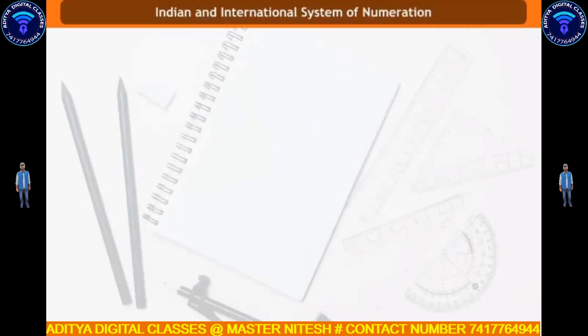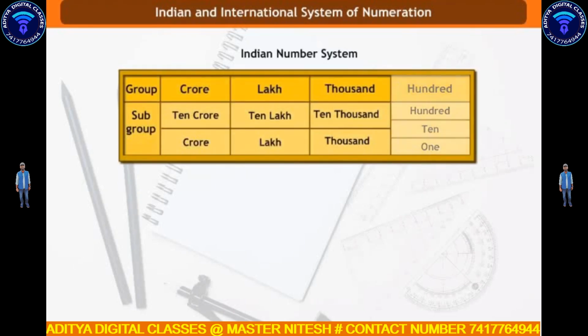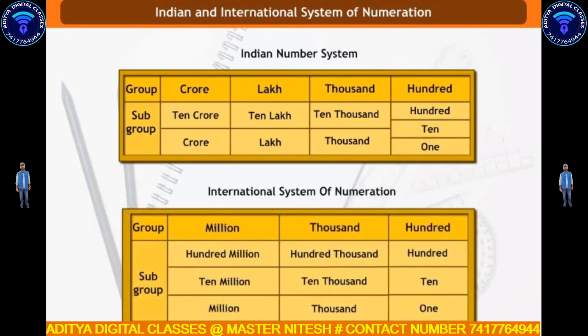Indian and International System of Numeration. The Indian number system is divided into groups 100, 1000, lakh and crore. The groups are further divided into subgroups. Here is a chart showing the Indian number system. Similarly, we have the International System of Numeration. It is divided into groups 100, 1000 and million. This chart shows the International System of Numeration.